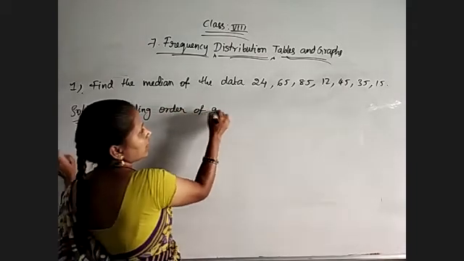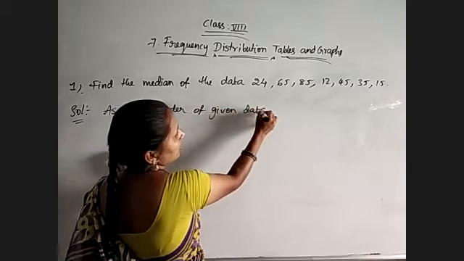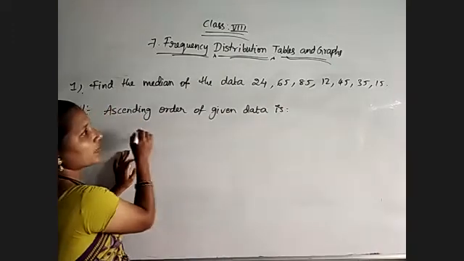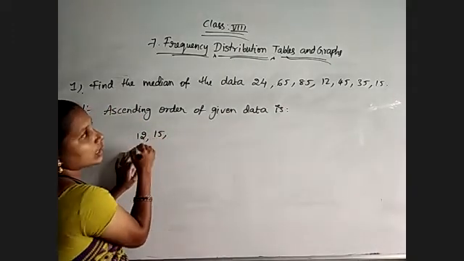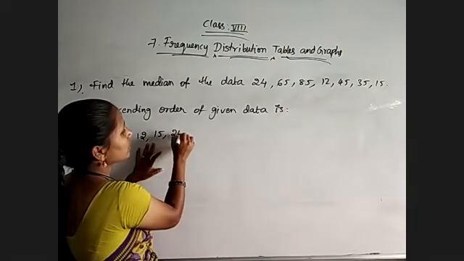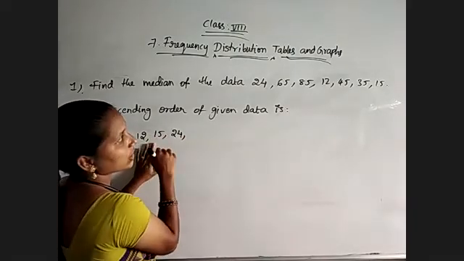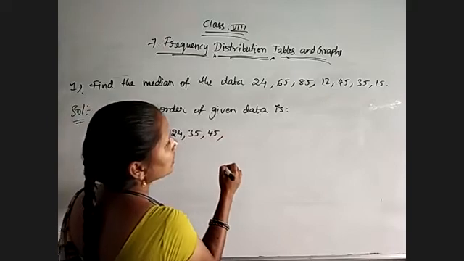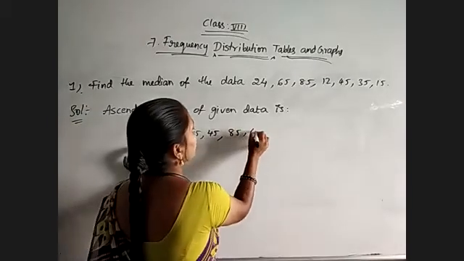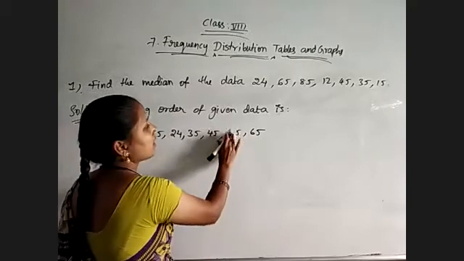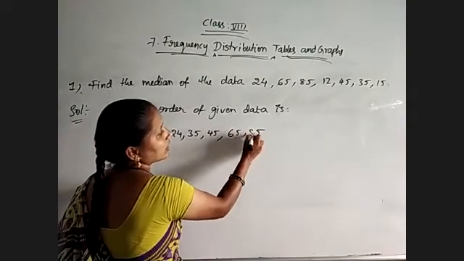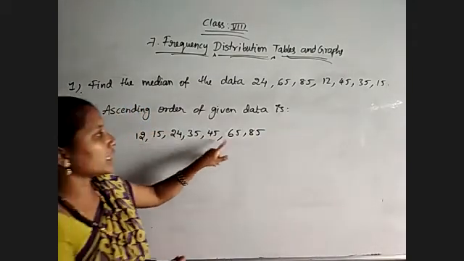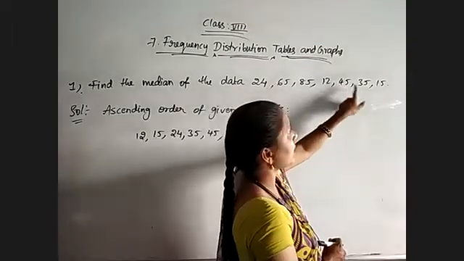Ascending order of the given data: what is the smallest value among the given values? 12, then 15, then 24, after that 35, and then we have 45, then 65, 85. So observe the given observations: 1, 2, 3, 4, 5, 6, 7.